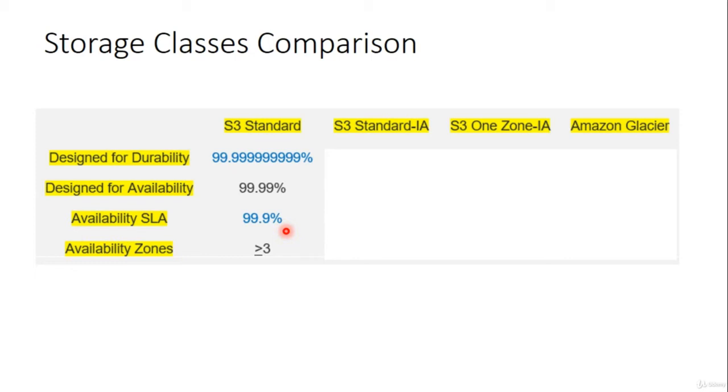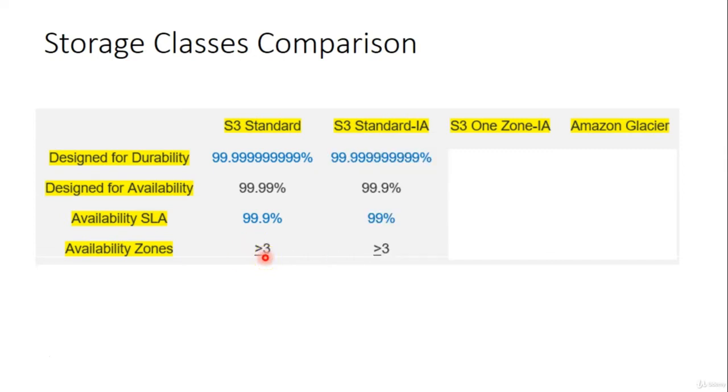So you can think of this as you will be having access to your data whenever you require, and the data is replicated in at least 3 availability zones. It can be more than 3 as well, because it's greater than or equal to 3.